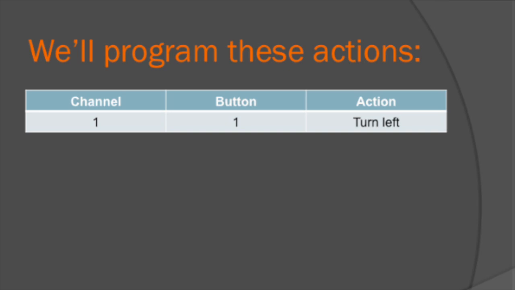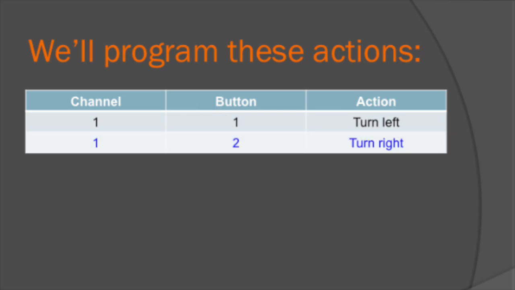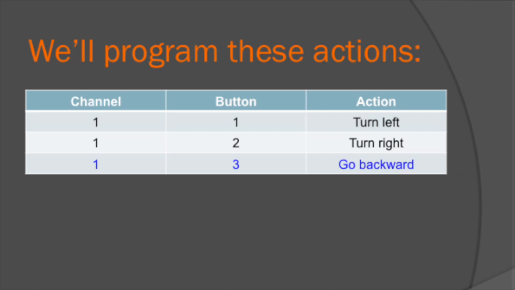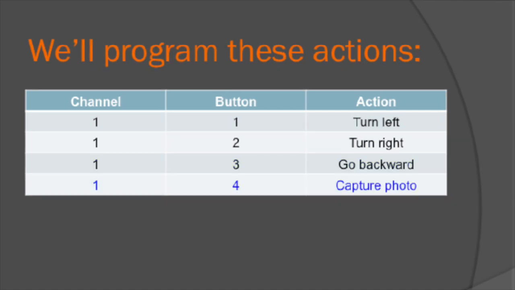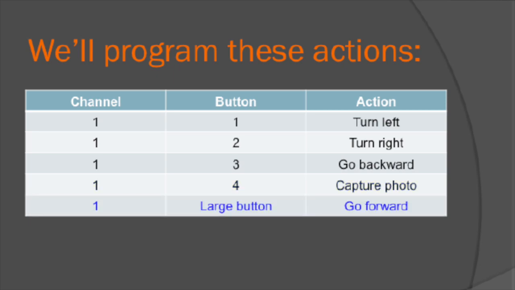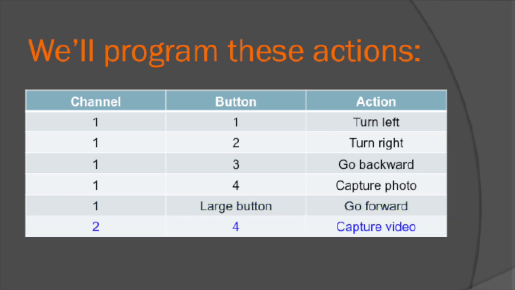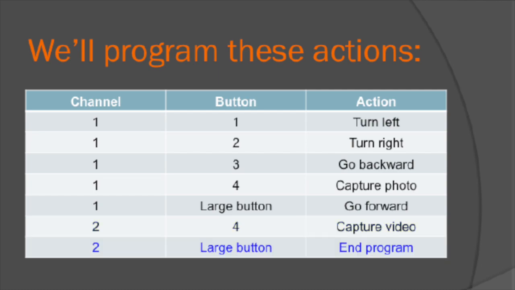Anyway, here's what our program is trying to do. When the user presses button 1 on the remote beacon, we want the robot to turn left. Button 2 means turn right. 3 means go backward. Button 4 will actually capture a photo. If the user presses the large button at the top, we want the robot to travel forward. If the user moves the channel slider to channel 2 and presses button 4, we'll actually capture a video. And pressing the large button at the top in channel 2 ends the program.